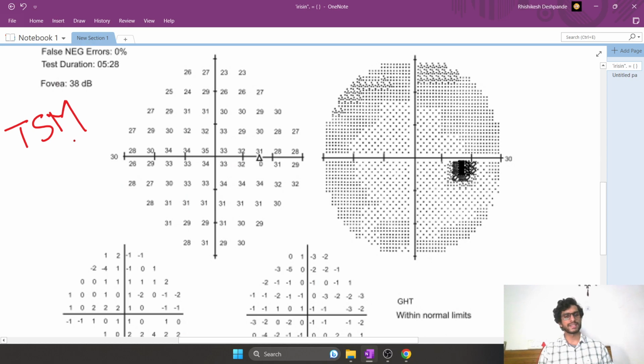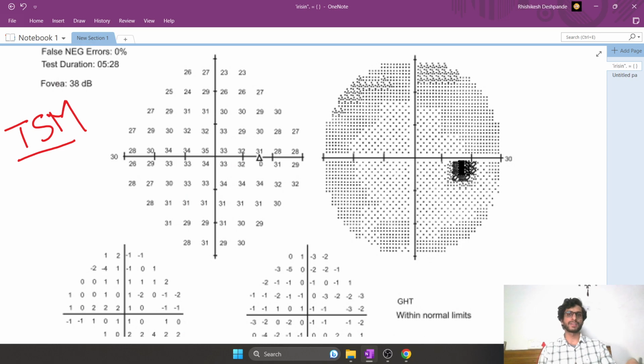So a threshold sensitivity map basically represents the threshold at which a given light stimulus is noted 50% of the times by the patient. It is recognized by the patient half the number of times that the stimulus is shown. So it is not necessary that every stimulus needs to be noted by the patient. 50% is good enough.